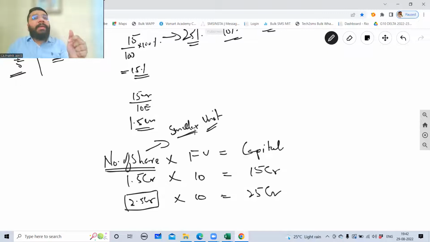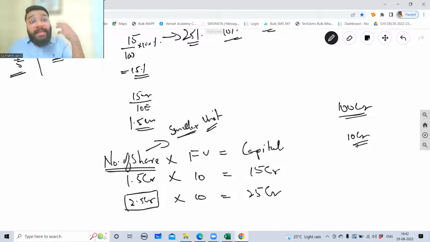Did we divide the capital into smaller units in the proprietorship concern or in the partnership concern? No. Because there the amount of capital involved is comparatively less. Here the capital contribution is more. Here we need hundreds of owners. So that's why they're dividing this entire 100 crore capital into smaller parts, which is 10 crore number of shares. So each share is worth 10 rupees.